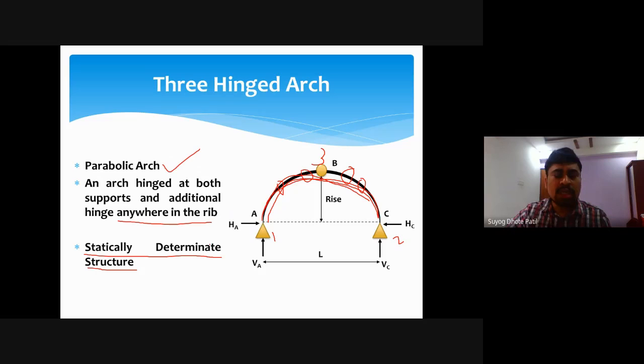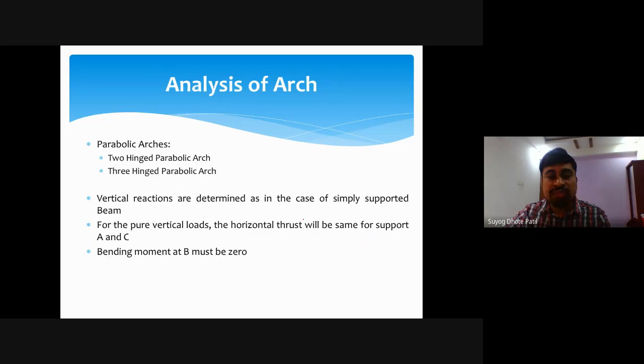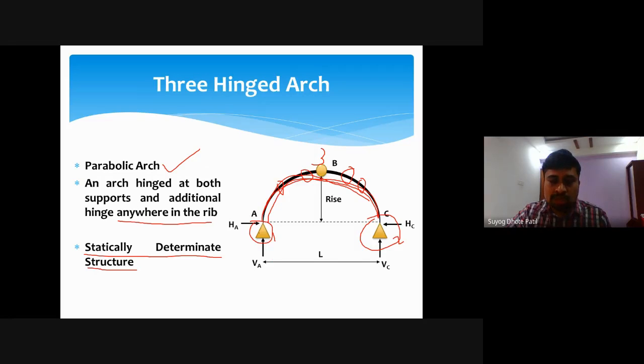In case of the two-hinge arch, only these two hinges are there, and the third hinge is absent. Why is the two-hinge parabolic arch statically indeterminate? See, this is a hinge support, this is a hinge support, and again, joint A will consist of two reactions.